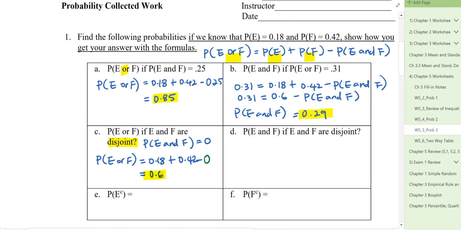Okay, and let's do D. Find P of E and F if E and F are disjoint again. Two events are disjoint. I'm finding E and F. So again, disjoint tells me what the intersection is. Think about it. You have E, you have F here. I'm looking for E and F. That's not overlapping, mutually exclusive. So since they're disjoint, the joint probability must be 0. So therefore, I can say P of E and F is equal to 0. So if two events are disjoint, the AND probability is 0.